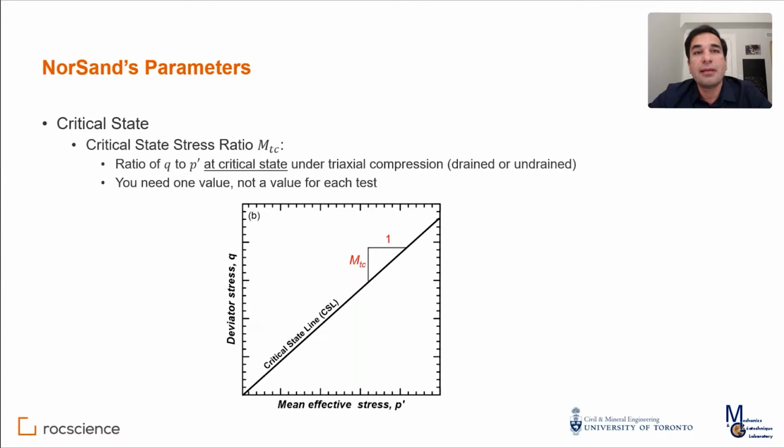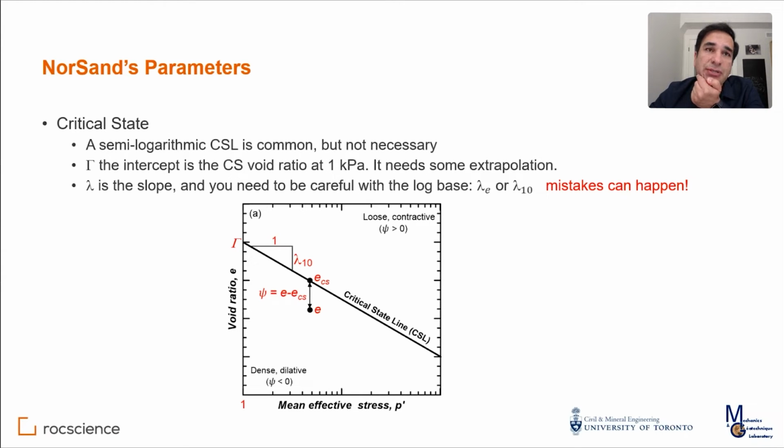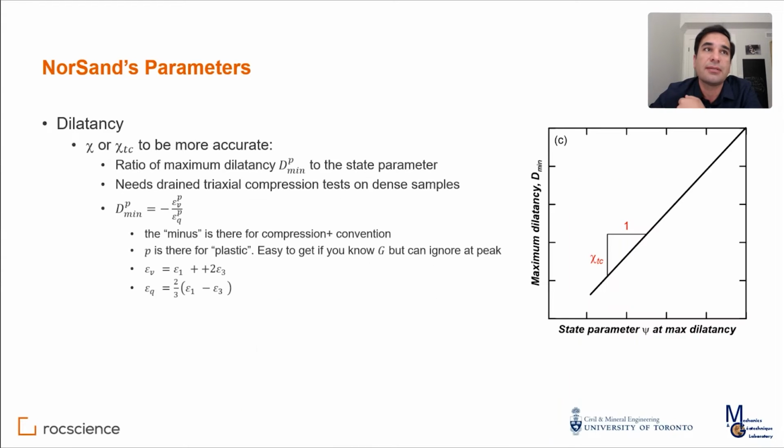Then you have the critical state friction ratio M. This is equivalent to the constant volume friction angle. Alireza will cover this. And it's basically the ratio of deviator stress to mean stress once you reach critical state. Then you have the critical state line. I usually use the semi-logarithmic idealization with gamma being the intercept and lambda being the slope. You can have different shapes as well. It doesn't matter. Norsand can take any in. And then you have the state parameter also defined, which is the difference between your current void ratio and the void ratio at the critical state.